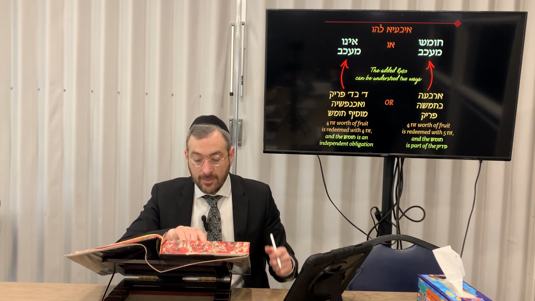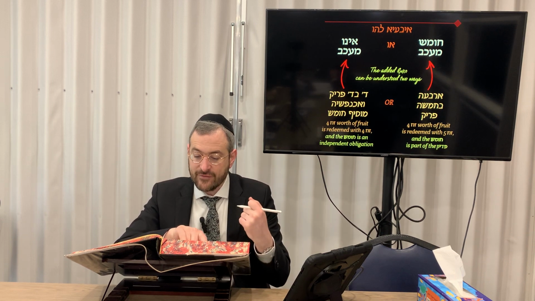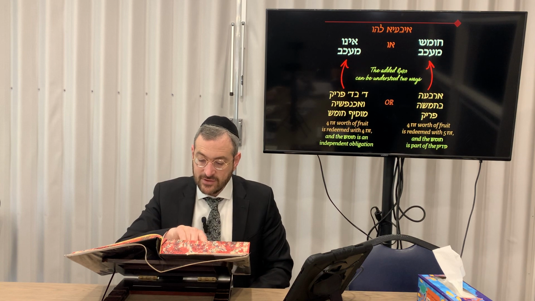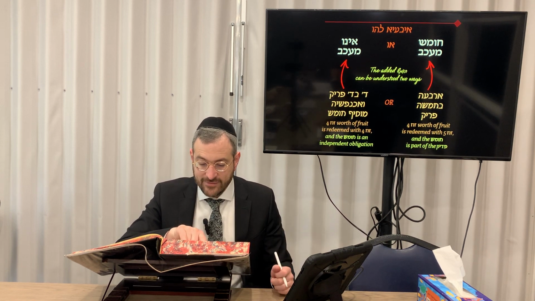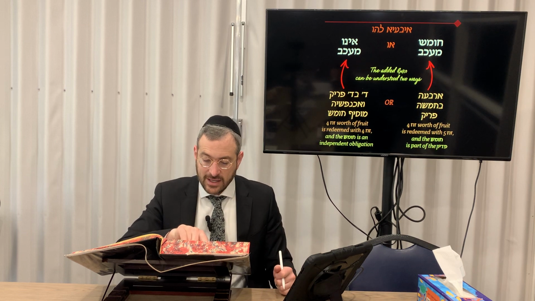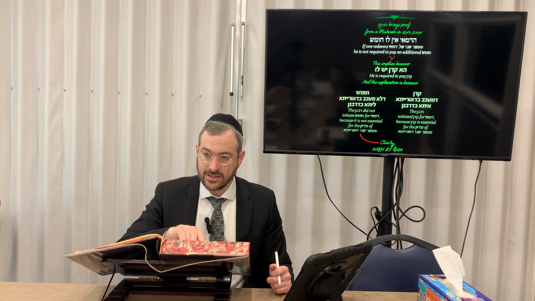Or perhaps arba b'chamesh parak: 4 zuz worth is actually redeemed with 5 zuz, and that's the reading, that the chamish is part of the pidyon. If it's worth 4, it's not redeemed with less than 5, and the fifth is critical. That's the Gemara's question. So the Gemara says, come, let's bring a proof from a Mishnah in Masechet Demai.